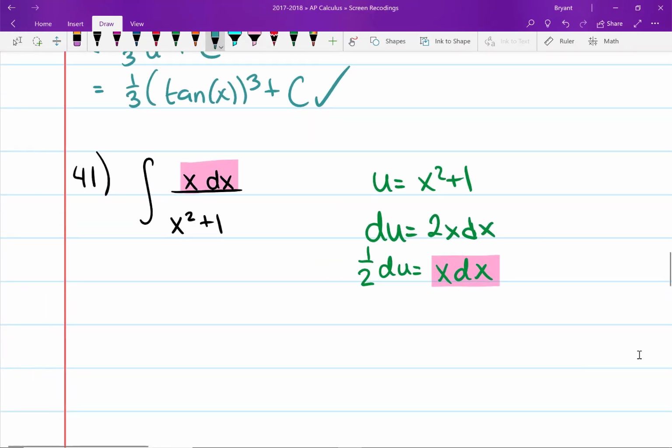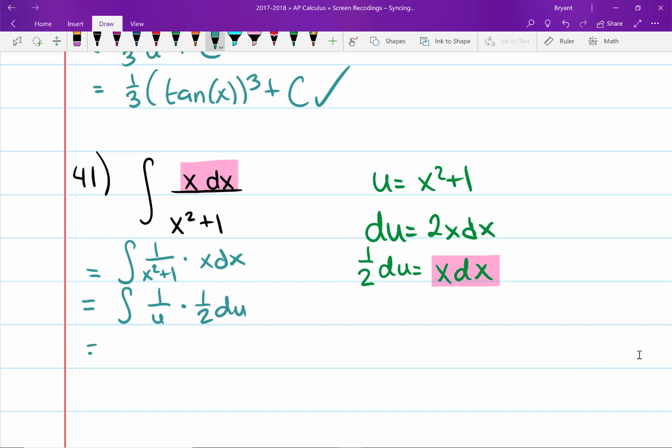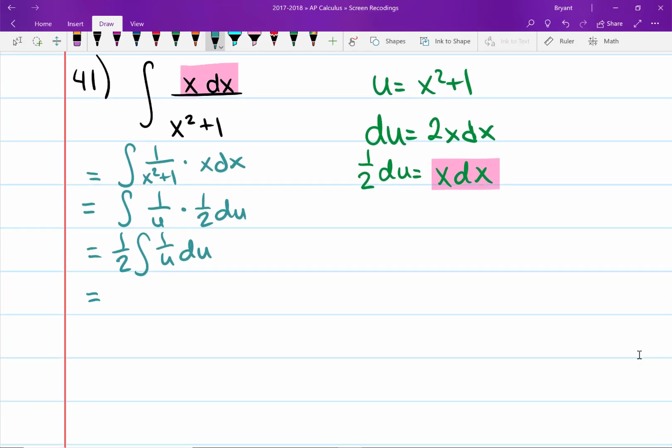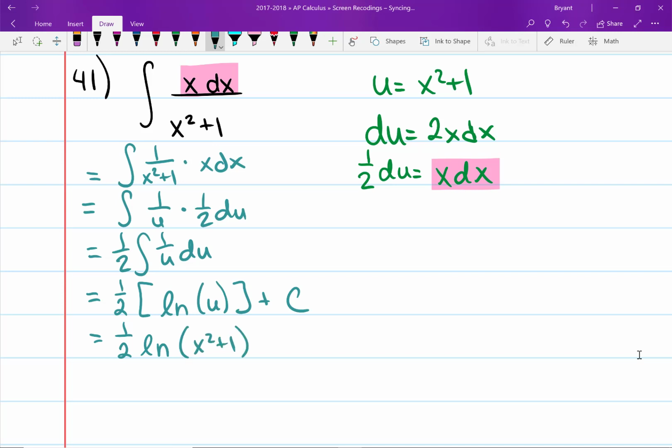So I'm going to rewrite my integral as the integral of 1 over x squared plus 1 times x dx. This is going to be the integral of 1 over u times 1/2 du. And I'm going to get 1/2 times the integral of 1 over u du. And the integral of 1 over u is going to be ln of u plus c. So this is 1/2 of ln, and u was x squared plus 1, plus c, and I'm good to go.